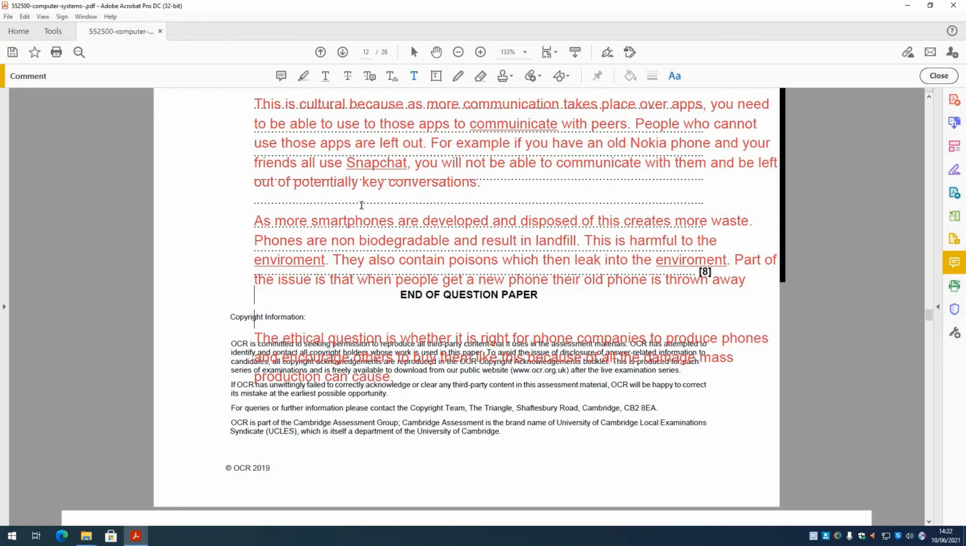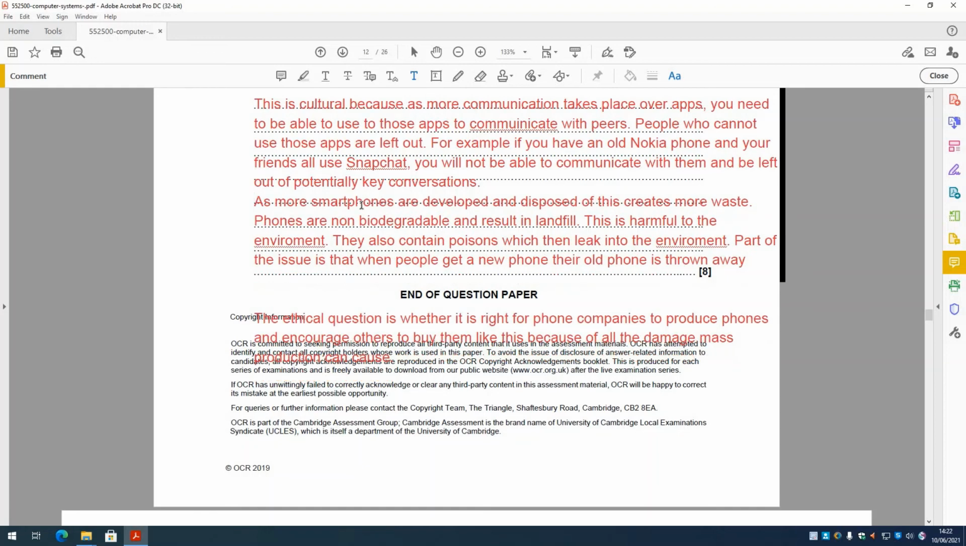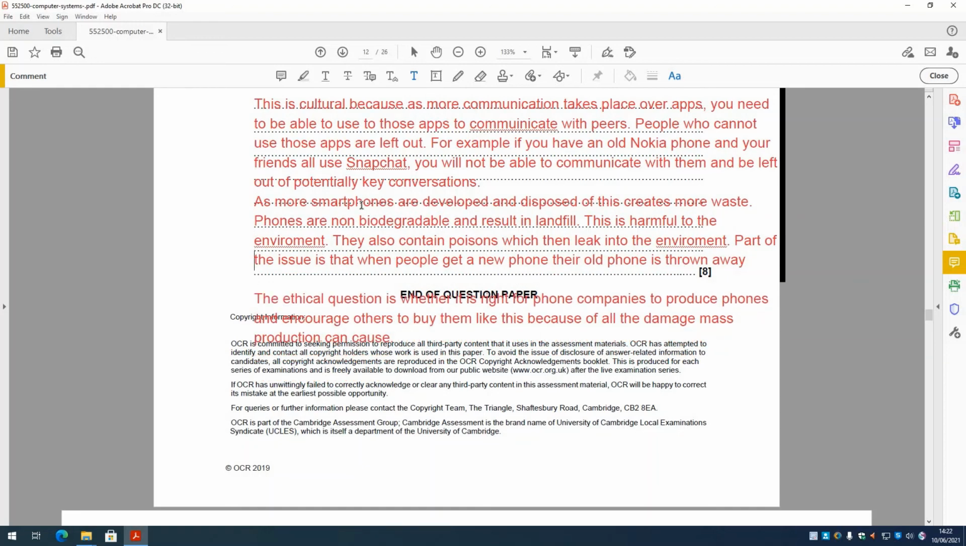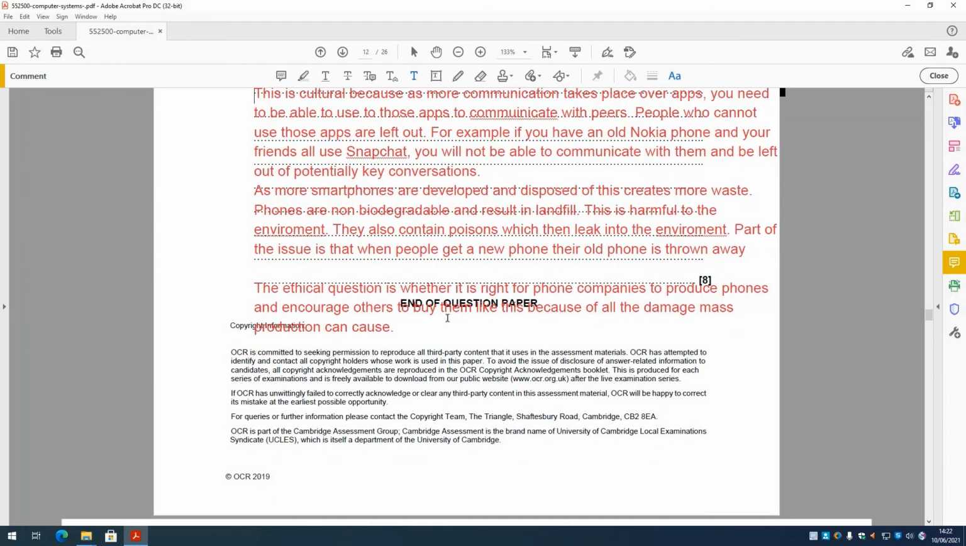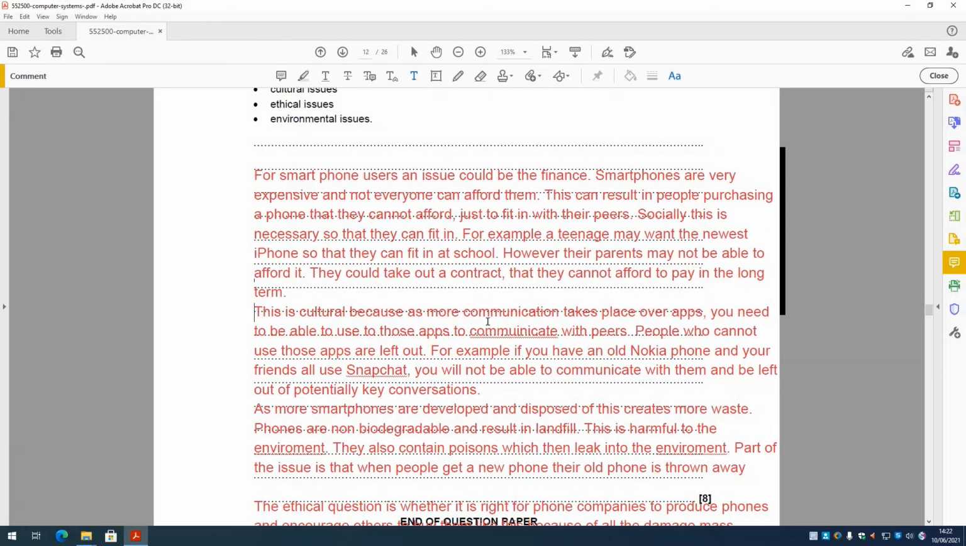I know you can't really see that last paragraph there, so I'll lift it up a bit more so it's clearer and easier for you to read. The ethical question is whether it is right for phone companies to produce phones and encourage others to buy them because of all the damage mass production can cause. And that's how you go about answering that question.